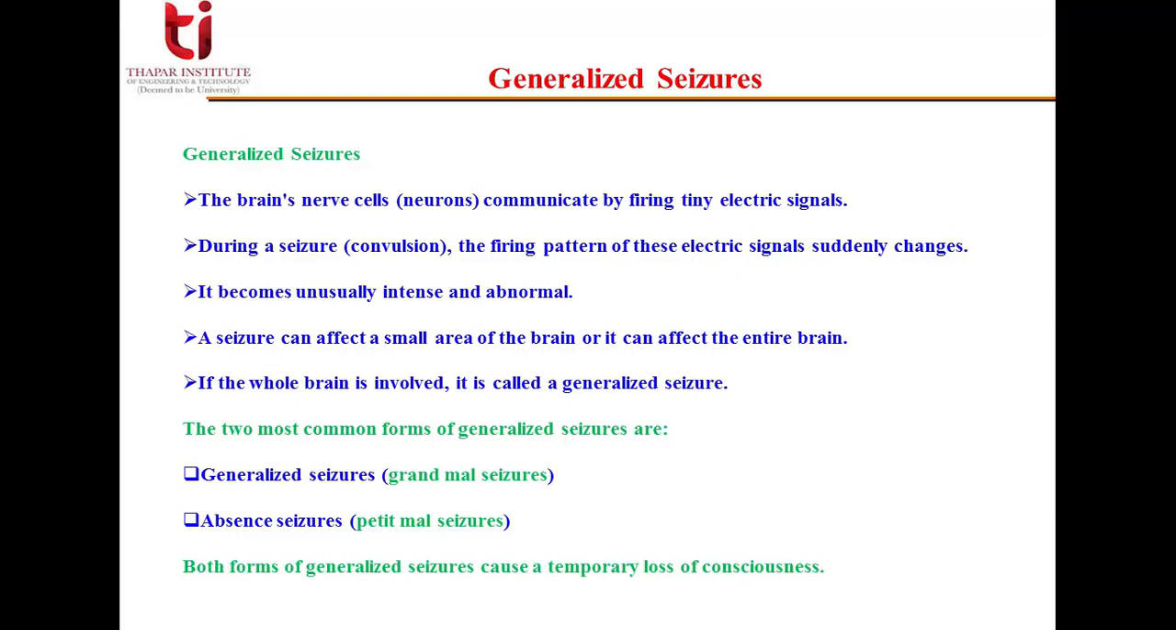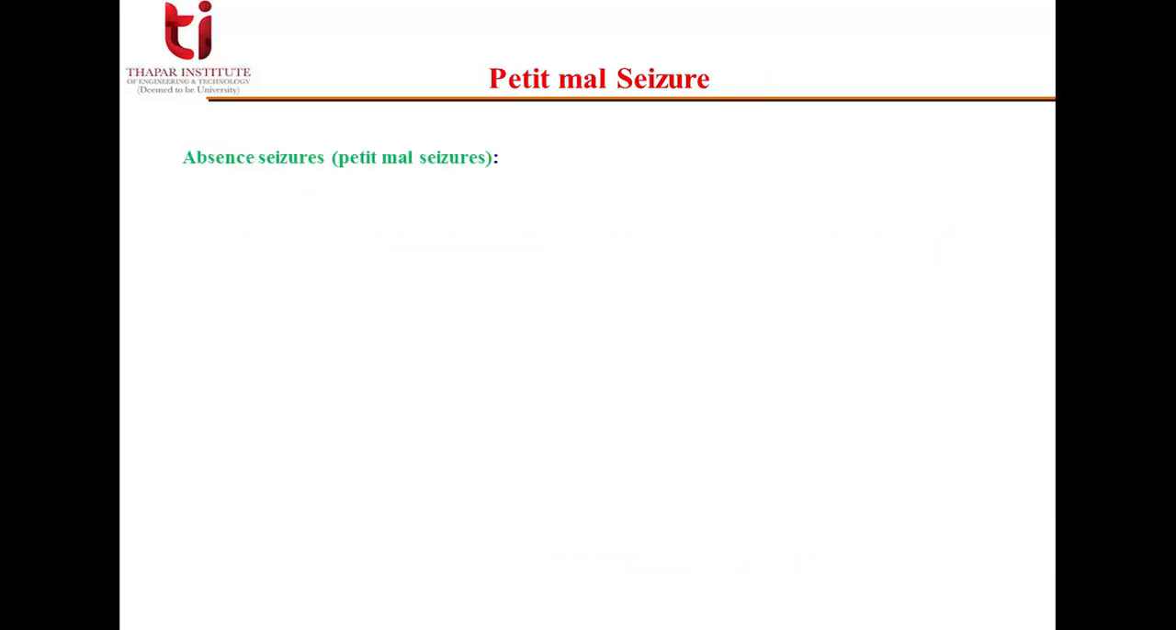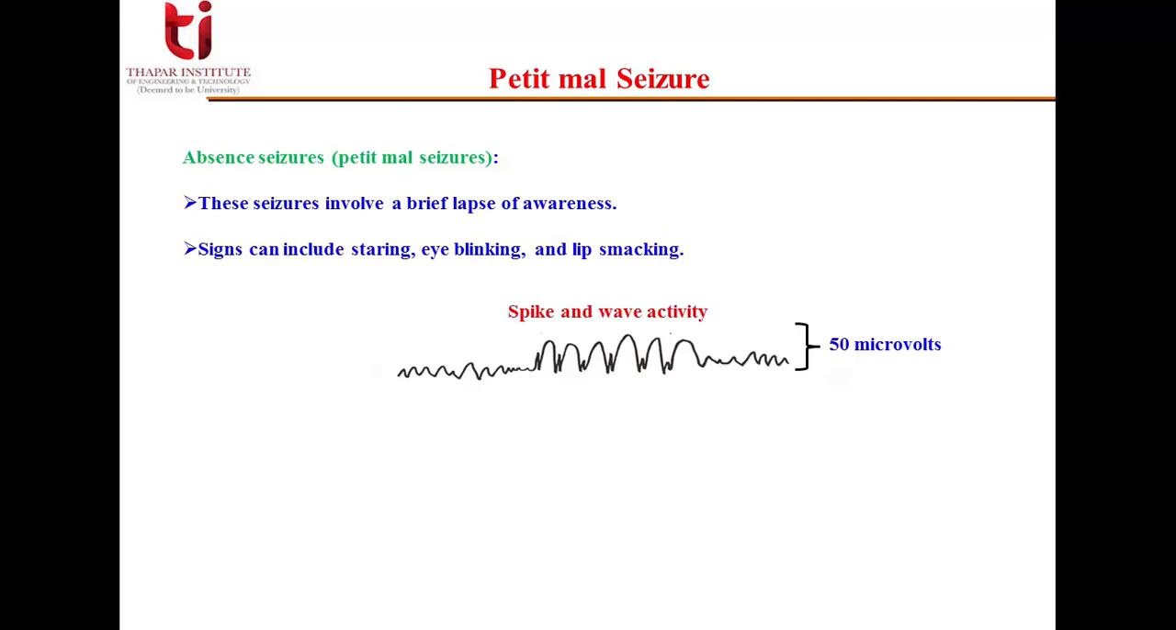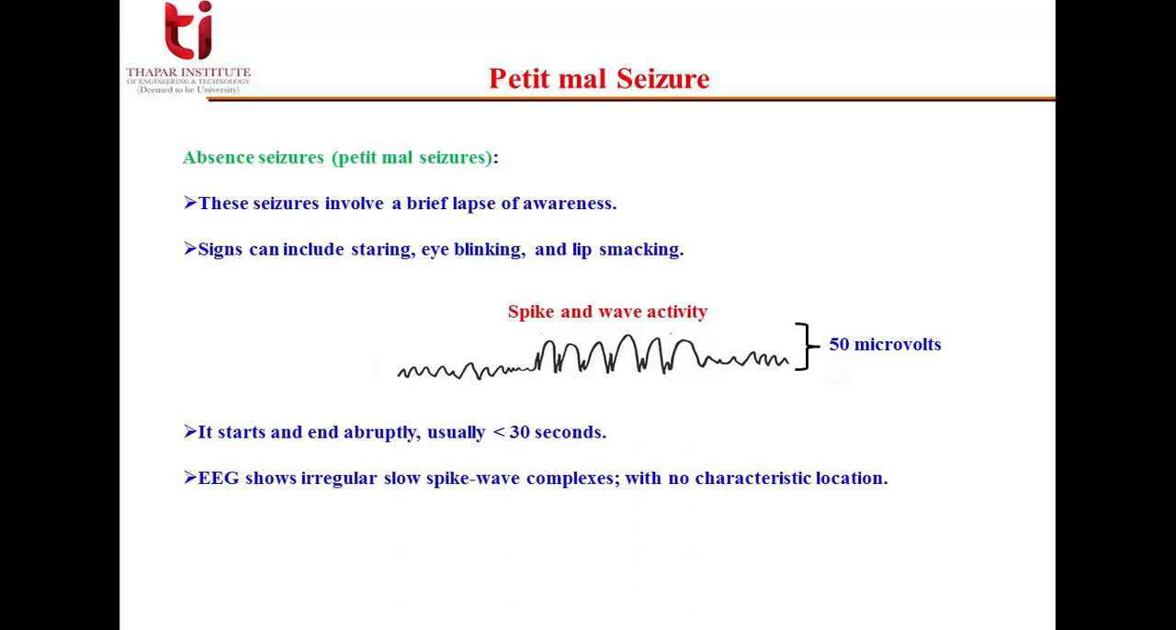Now let's discuss these one by one. Petit mal seizures involve a brief lapse of awareness. The signs can include staring, eye blinking, and lip smacking. You can see the EEG pattern for absence seizures, or petit mal seizures. It starts and ends abruptly, usually lasting less than 30 seconds. EEG for this shows irregular slow spike wave complexes with no characteristic location.